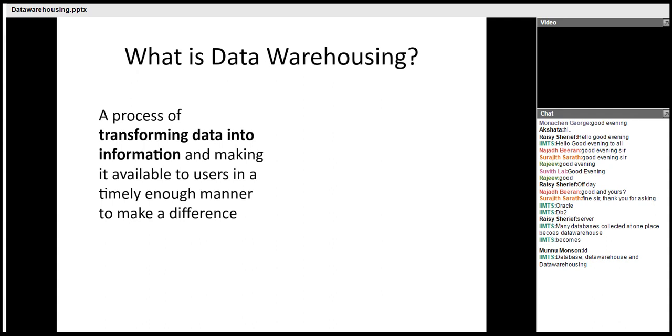Is it clear to all? The difference between the three: database, data warehouse, and data warehousing. Okay, great. Now moving ahead. Only 3 people have replied yes. What about the others? Have you all understood this? Akshita clear, Mona clear. Whenever I ask any question, I want a reply from everybody.